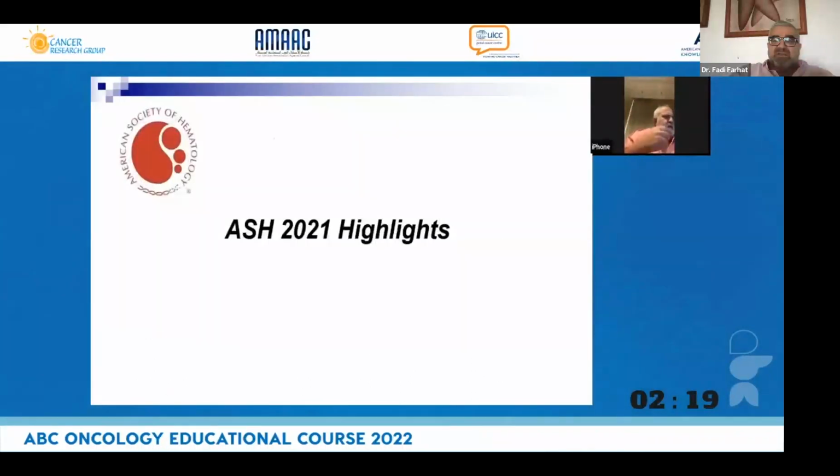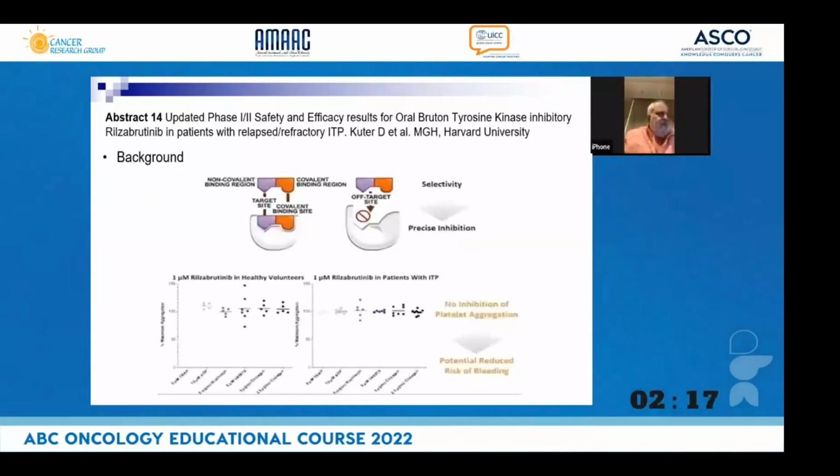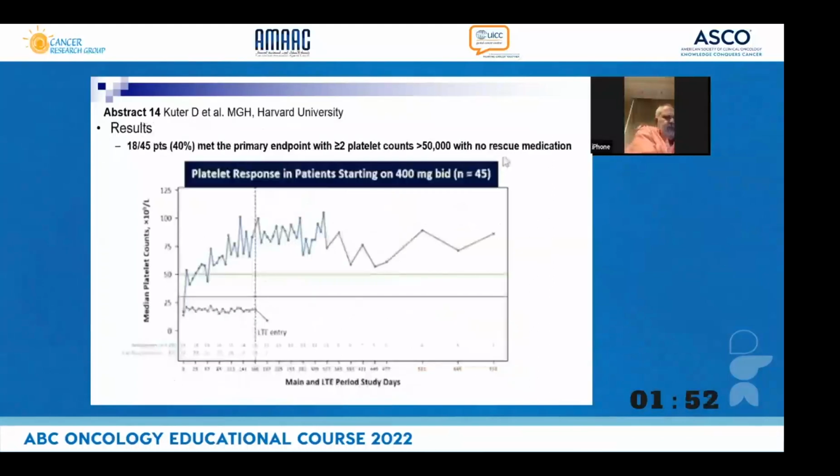Now I will finish with a couple of slides from the last ASH, 2021. Next slide, where the results of this very drug were reported by Qatar, who's the PI, showing safety and efficacy results for this drug. Next slide, please.